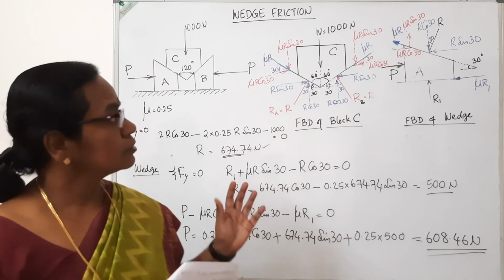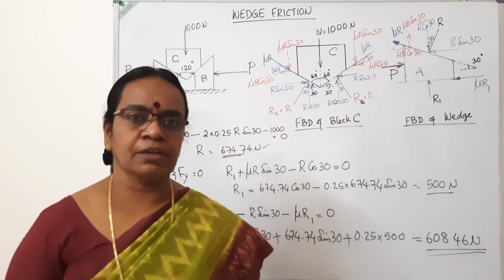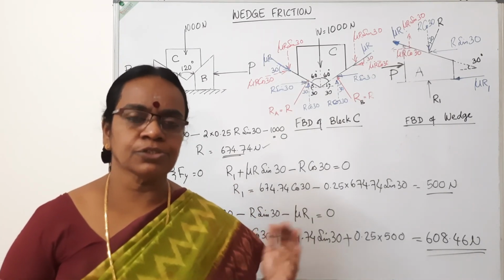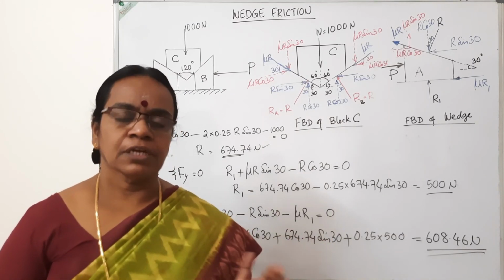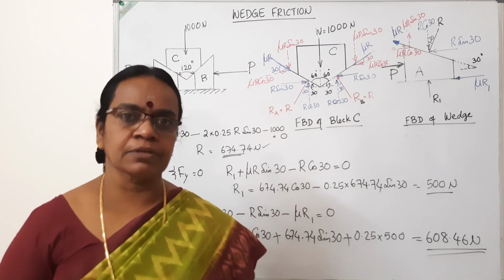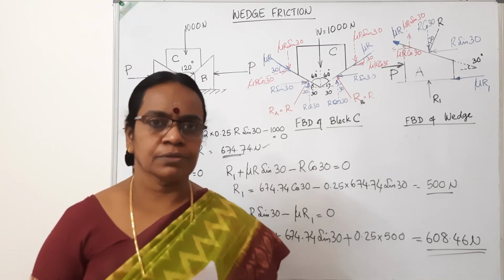And the two examples which I have seen in wedges, it is just you draw the free body diagrams and evaluate the equilibrium equations sigma Fx is equal to 0 and sigma Fy is equal to 0.